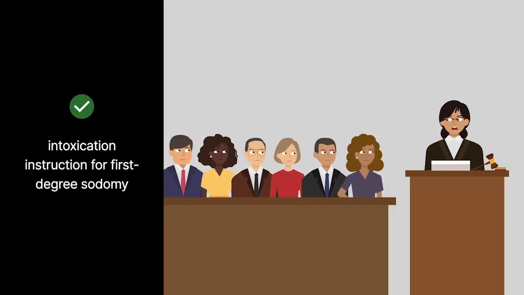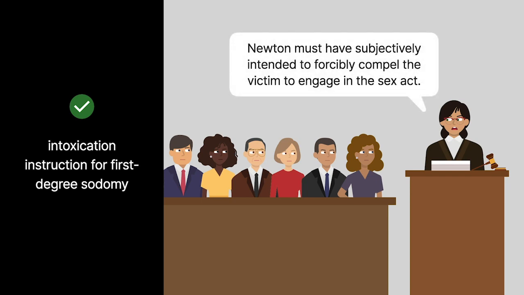The trial court gave an intoxication instruction for the first-degree sodomy charge and explained that for Newton to be found guilty, he must have subjectively intended to forcibly compel the victim to engage in the sexual act.